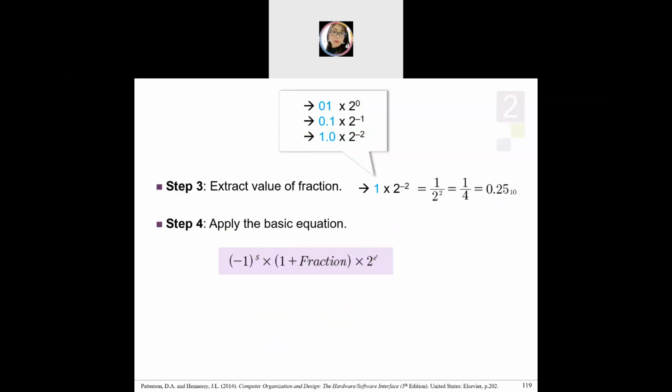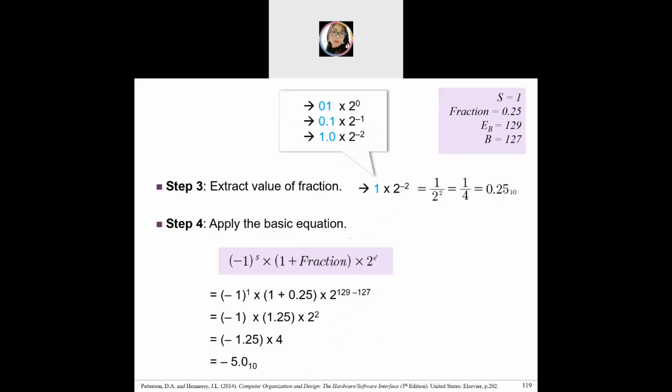Let me see whether my answer is correct or not. Yes, it's correct until here. Then you can solve the solution. You will get negative 1.25 times 2 to the power of 2. 2 to the power of 2 is 4, and 4 times negative 1.25, we can solve it. We will get negative 5 decimal.